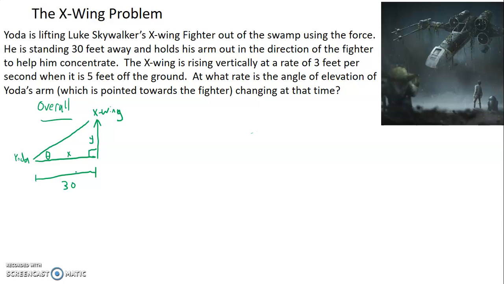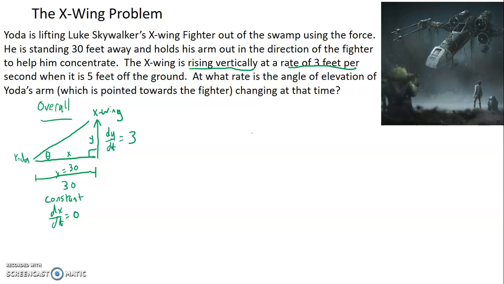Now the 30 feet horizontal distance is a constant. So at all times, x equals 30, and at all times, dx/dt is 0, because the rate of change of a constant is 0. Now y is changing, it's a variable, but we do know the rate at which it is rising vertically. So we know dy/dt is 3.